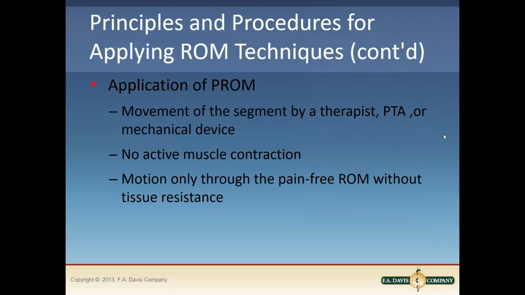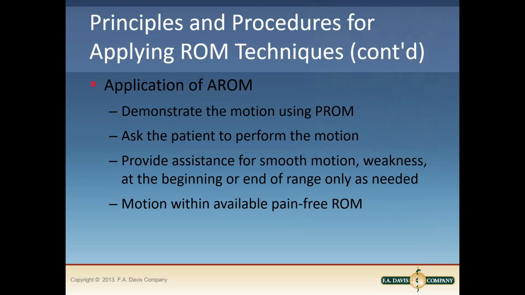So application of passive range of motion: movement of the segment by the therapist, PTA, or mechanical device. There's no active muscle contraction. The motion only moves through the pain-free range, which we talked about. Active assist, before we have a patient do any activity, what are we going to give the patient?